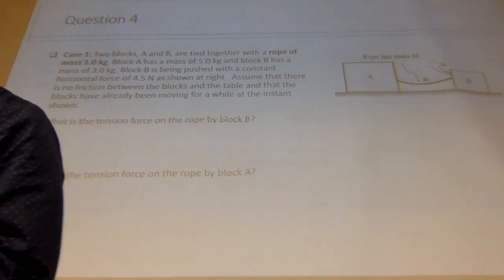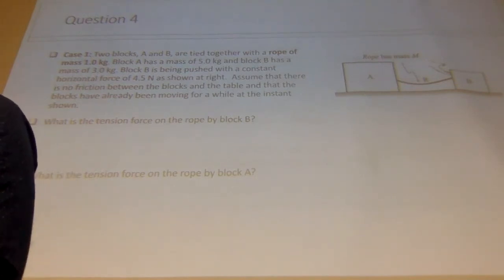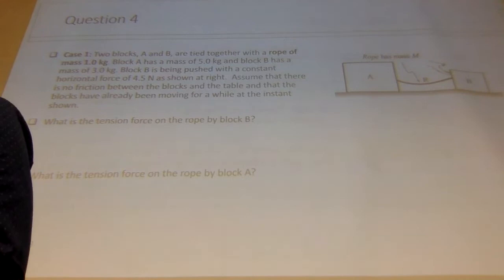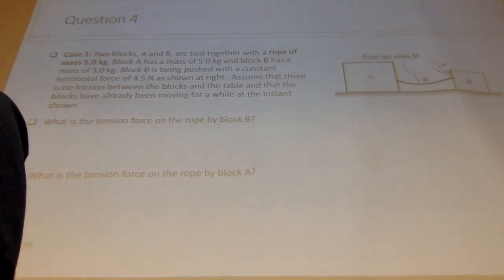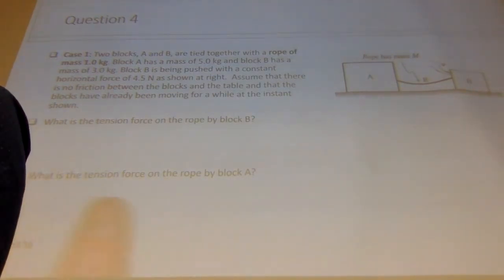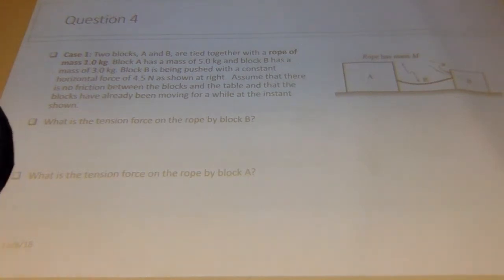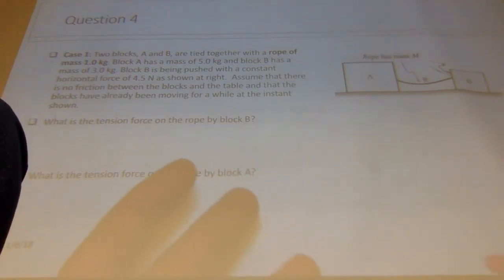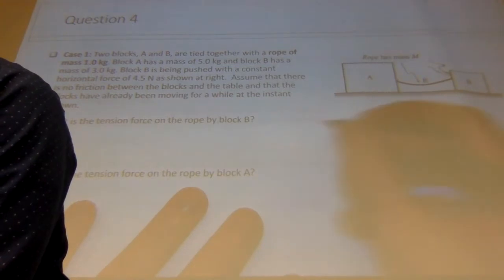Maybe I'll start there, so I'm jumping ahead a little bit. If I see a connected object problem, I immediately think about systems. Can I group things into certain systems or groups? To figure out the acceleration, what holds everything together is the acceleration of the system. The acceleration of A is the same as that of the rope and the same as that of B, because they're all moving together.